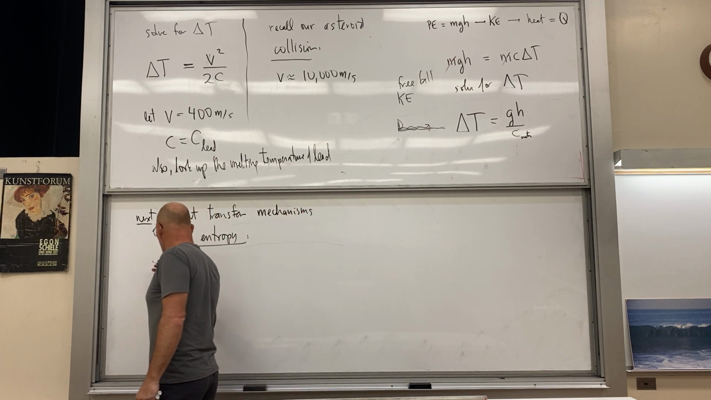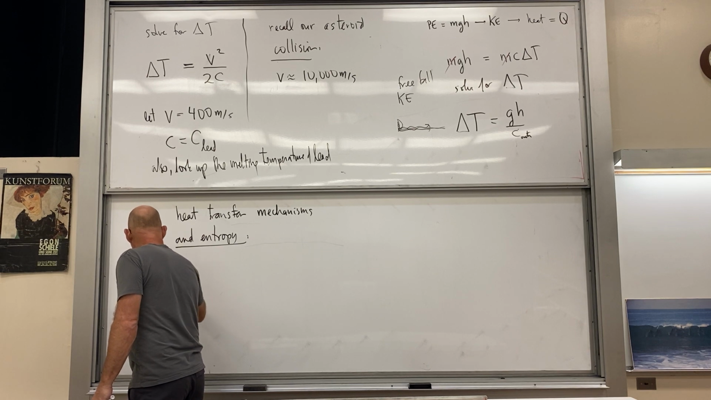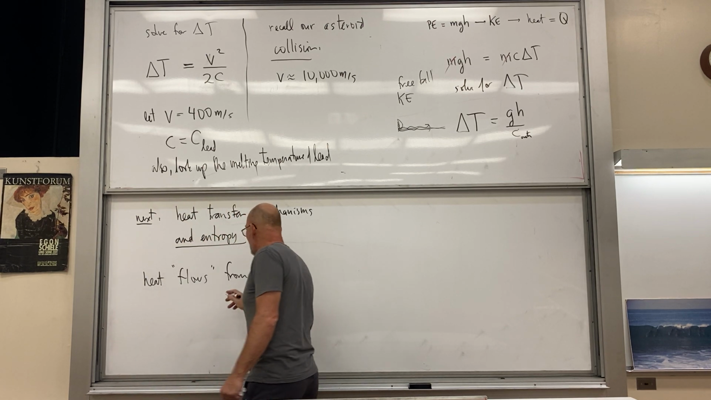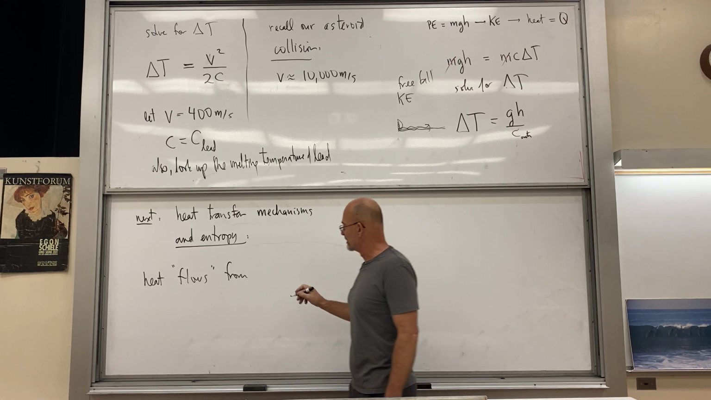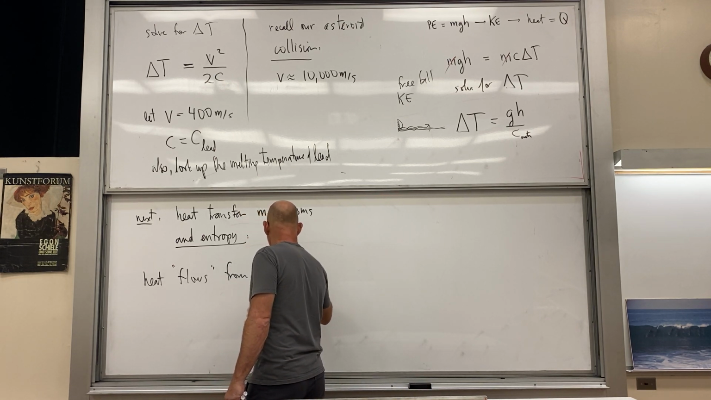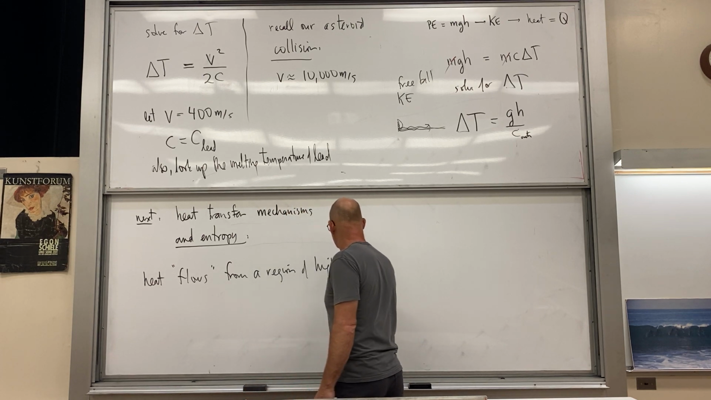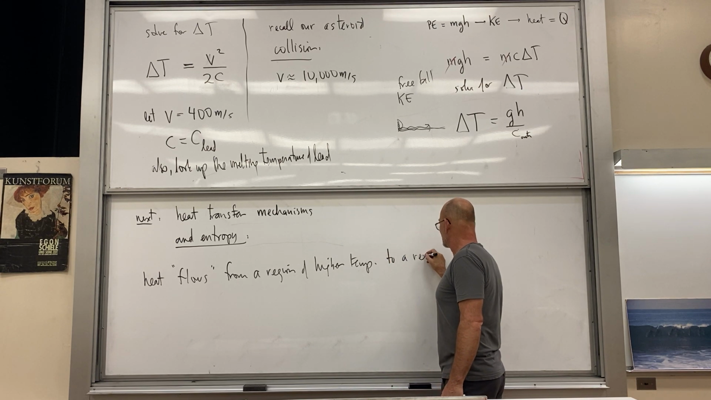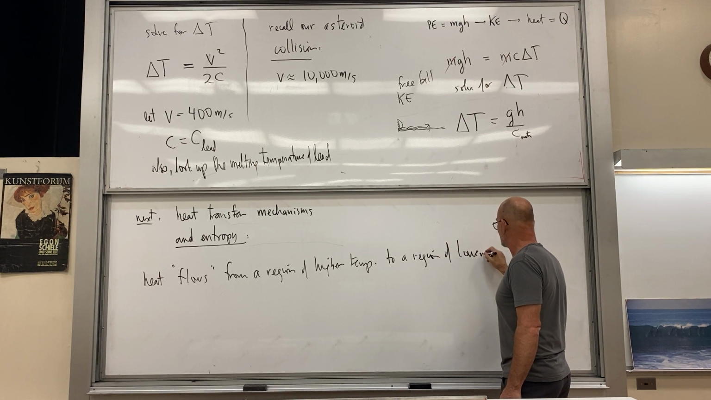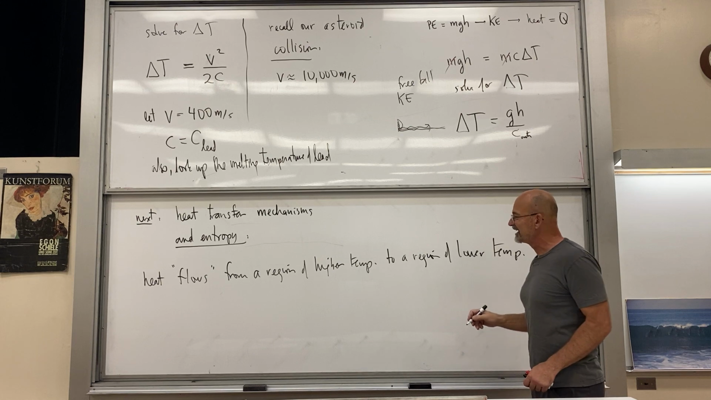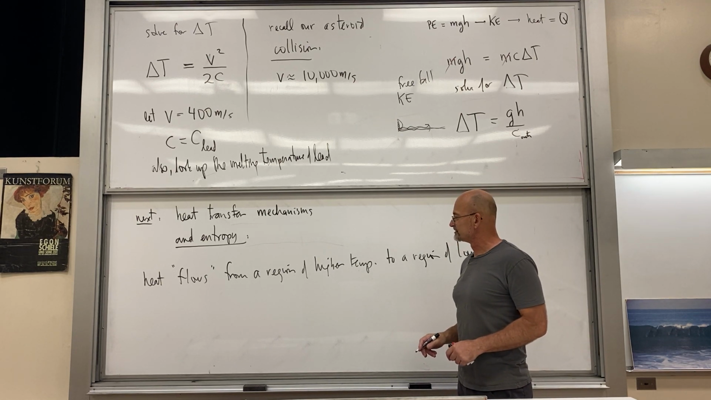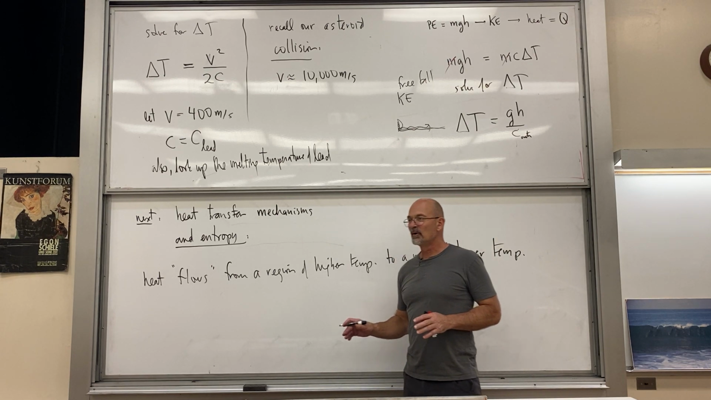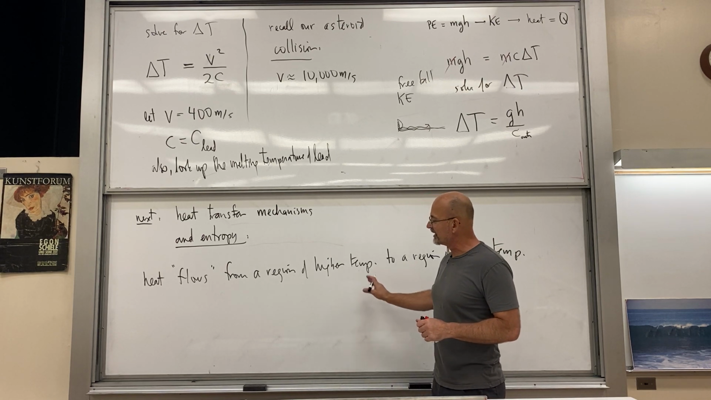And what we learn by observation is that heat flows from a region of higher temperature to a region of lower temperature. When you have spontaneous heat flow, that's what always happens, and the opposite does not happen. Now, it's going to take a little while, but we'll understand why a refrigerator works, where a refrigerator seems to violate this.